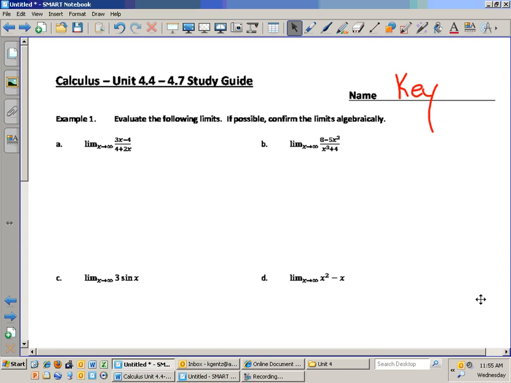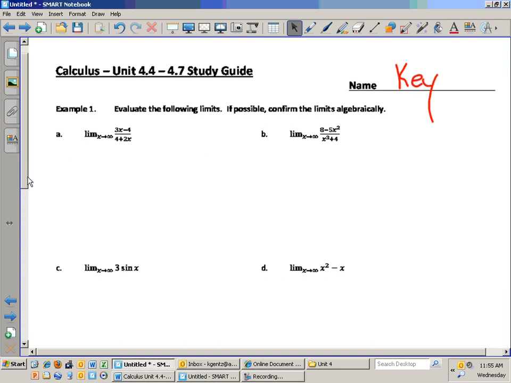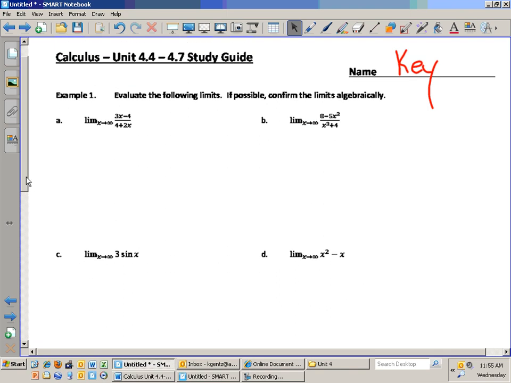Always easy. So we give this a shot, okay? Your study guide: evaluate the following limits if possible. Confirm limits algebraically. Some limits are not able to be confirmed algebraically. We start out here. I see x in the numerator, x in the denominator. Those are the highest powers. Can anybody tell me right off the bat what the limit is going to be?